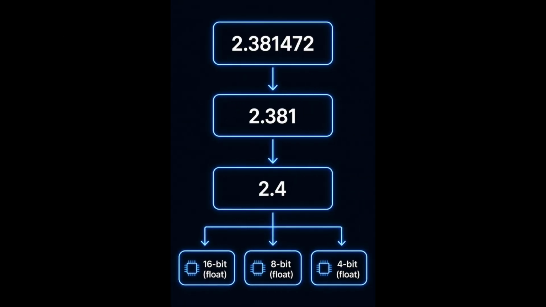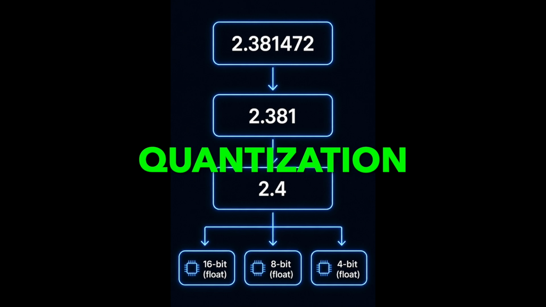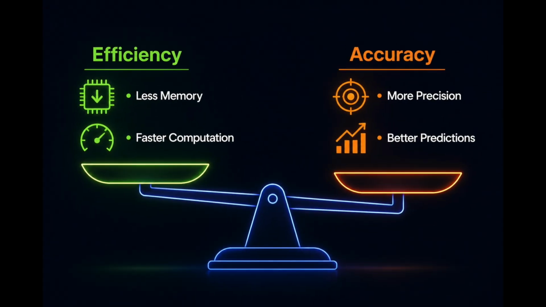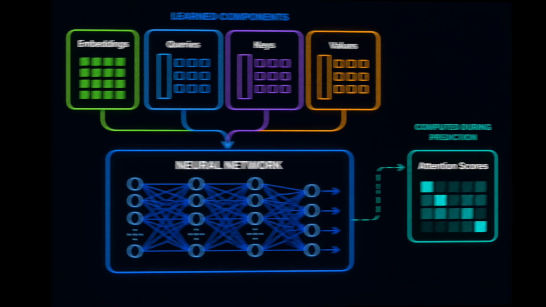Another trick is called quantization. Instead of storing lots of digits, we store fewer. The goal is to use as little memory as possible without hurting the accuracy too much. You may hear people talk about 16-bit models, 8-bit models, or even 4-bit models. These are all examples of quantization. Less memory, faster computation. But if we remove too much information, the predictions become worse.